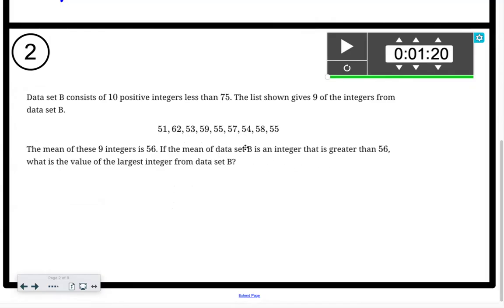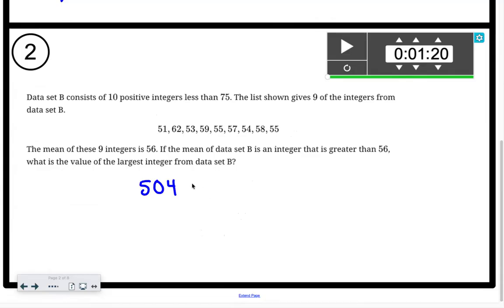So that means the number that we're missing has to be greater than 56, because if you add a number greater than the mean, it will bring the mean up. What is the value of the largest integer from data set B? So one thing we know is that these nine integers, if we do 9 times 56, because if the average is 56 and you multiply by 9, the sum of those integers is 504.